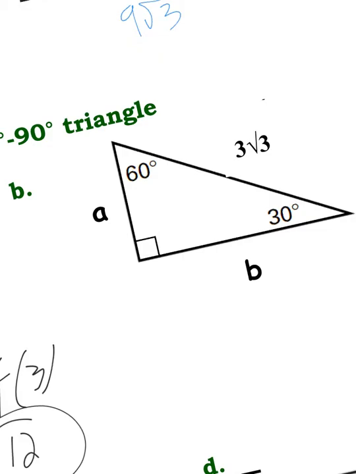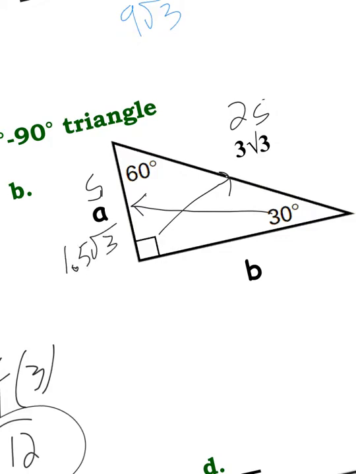Let's see here. So here I have a radical 3 number. And so you're like, oh, this is S radical 3. No. It's across from the 90. So if it's across from the 90, it's the 2S side. So I got to think, okay, well, which side is the S? A is. So what's half of 3? 1.5. So I go 1.5 square root 3.